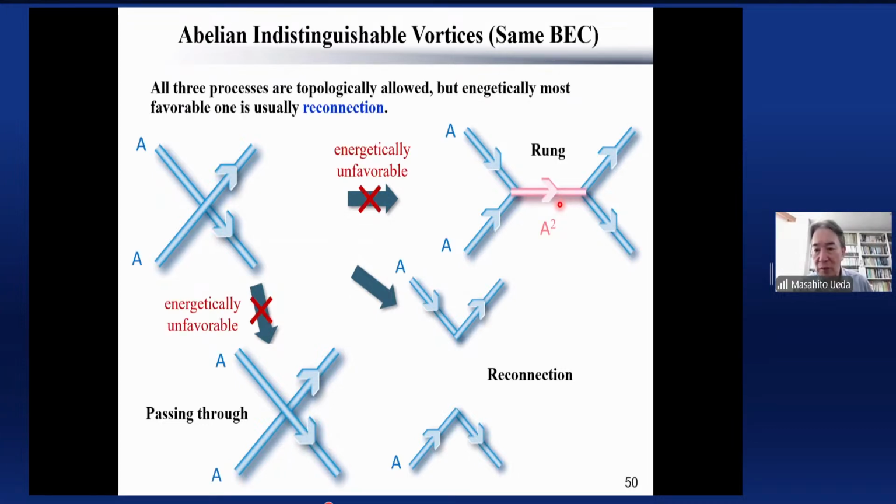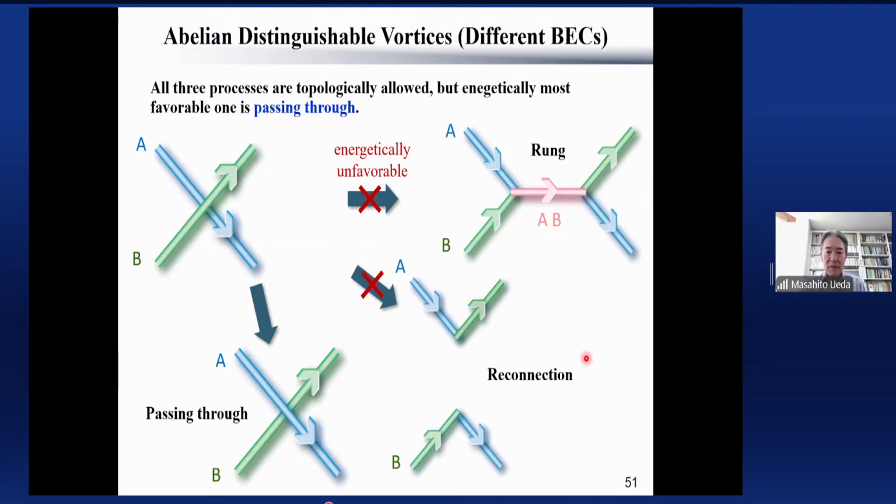For abelian indistinguishable vortices from the same species, all 3 processes are topologically allowed, but the energetically most favorable one is reconnection. Therefore, in superfluid helium-4, when 2 vortices collide, usually reconnection is observed. For abelian distinguishable vortices, such as one vortex from one condensate and another vortex from another hyperfine state of the condensate, again all 3 processes are topologically allowed, but the energetically most favorable one is actually passing through.